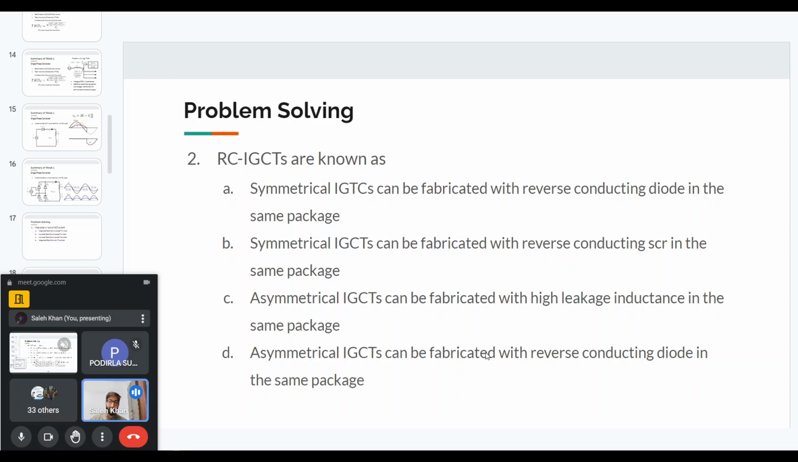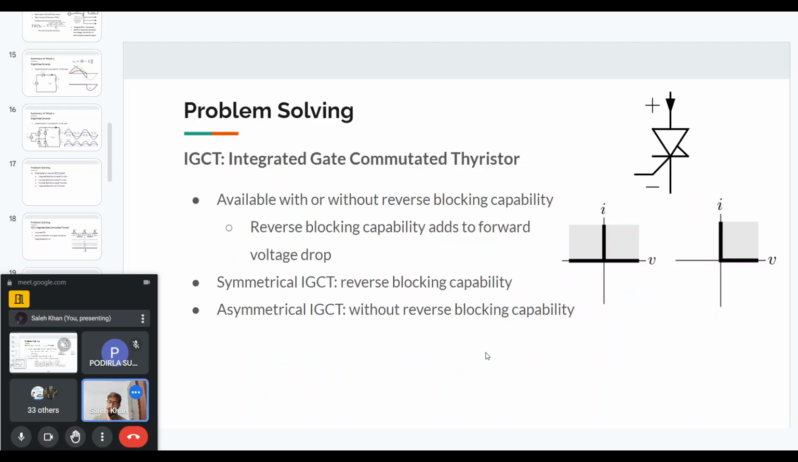Now RC IGCTs. So what are RC IGCTs? I'll just go to the explanation. So if you remember, I said IGCT is an improved version of a GTO, and a GTO is an improved version of an SCR. A thyristor is basically a family of devices which includes SCR, GTO, IGCT. So these are all called thyristors.